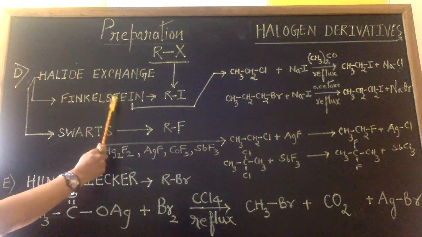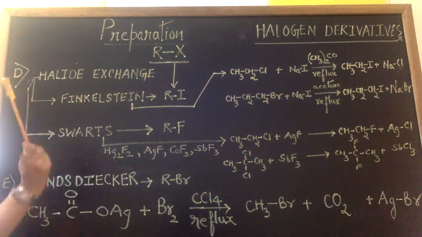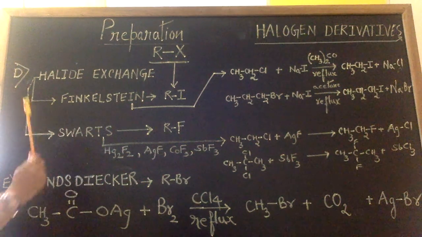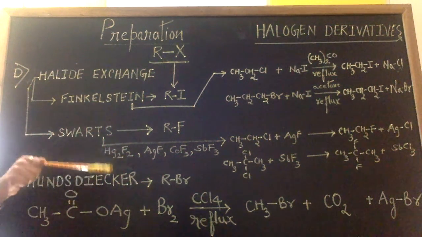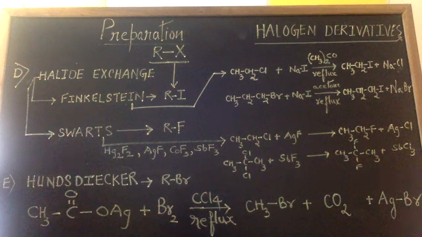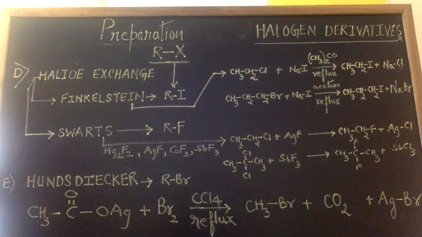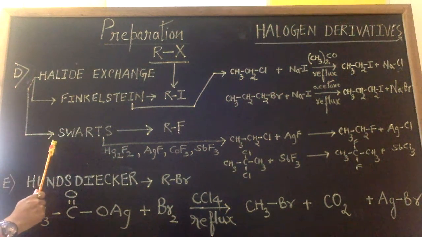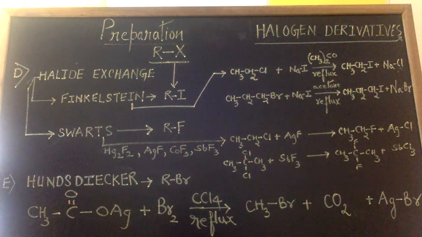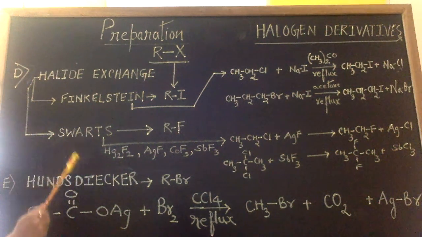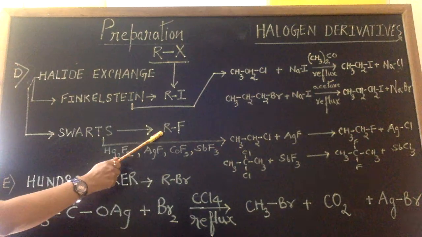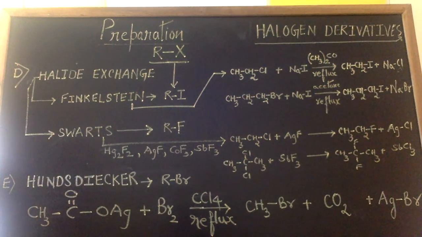Finkelstein's reaction is particularly used to prepare alkyl iodides, while Swarts reaction is particularly used to make alkyl fluorides.